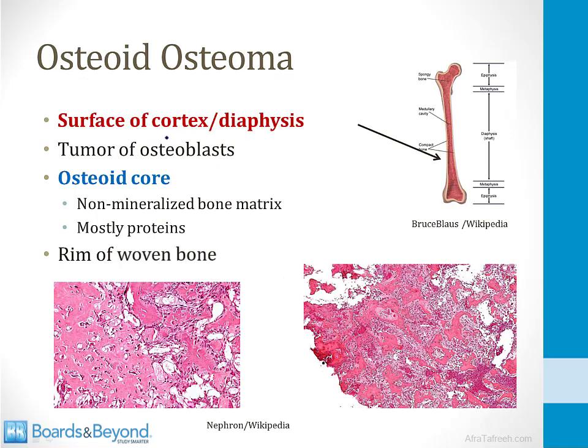Osteoid osteomas occur at the surface of the cortex of the diaphysis. So if you look at this drawing of a long bone here, the diaphysis is the shaft, the cortex is the outer bone.